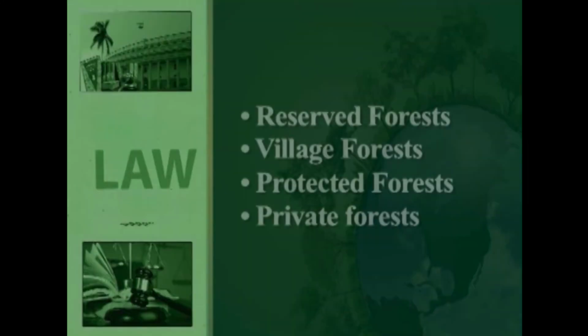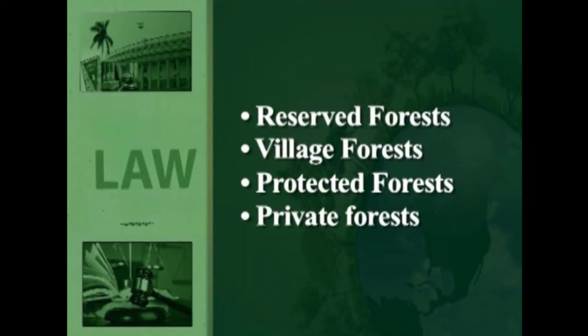Let us now deal with the Indian Forest Act 1927, the most important forest related act. The Forest Act deals with four categories of forests, namely reserve forests, village forests, protected forests, and private forests. The basic objectives of the Indian Forest Act 1927 are, according to the preamble of the Act, which states that the Act seeks to consolidate the law relating to forests, the transit of forest produce, and the duty leviable on timber and other forest produce.